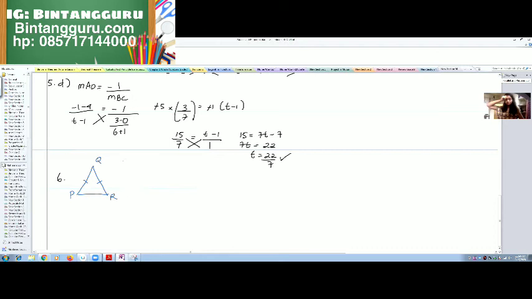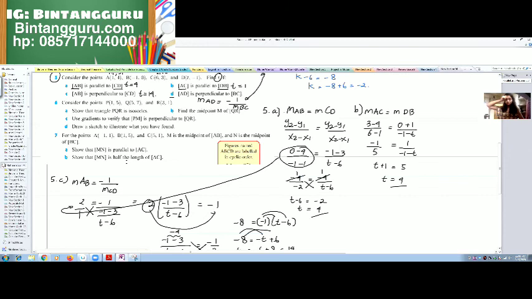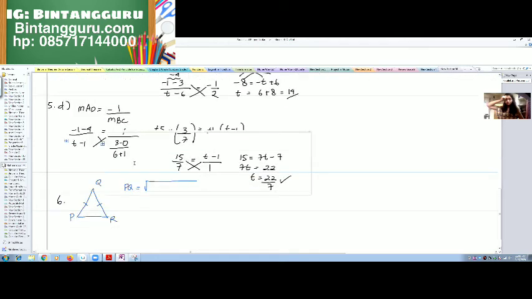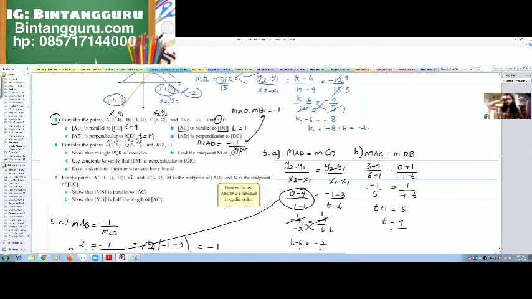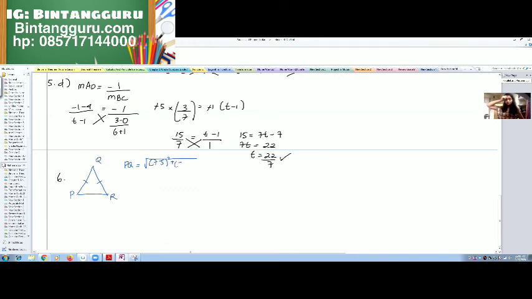Okay, so distance of PQ equal to, PQ is, this is x1, y1, x2, y2. So the distance is 7 minus 5 squared plus 5 minus 1 squared. So this will be 4 plus 16. So this is root 20.